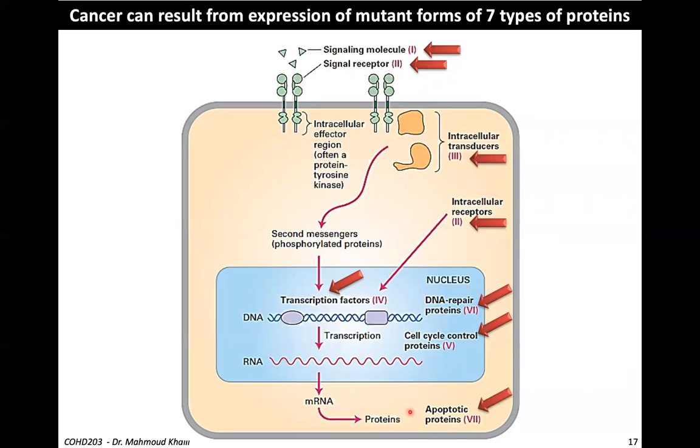The seventh class is the apoptotic proteins, which promote the apoptosis of the cell in case the repair system fails. Any abnormality in these apoptotic proteins will lead to survival of the damaged cell with its mutated DNA, which soon will be transferred to the daughter cells. So here the slide summarizes 7 different classes of proteins that may be involved in cancer.